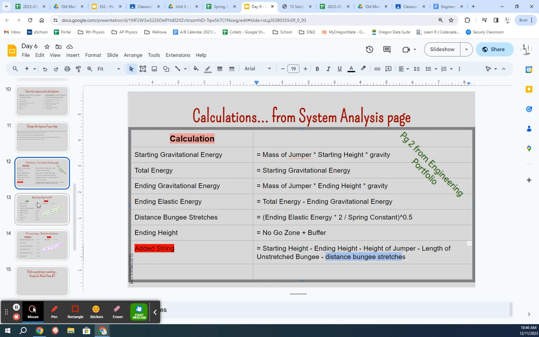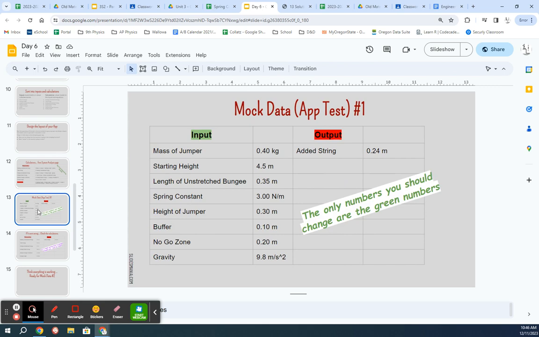Next, we're going to look at some mock data so that you can test to make sure that your app is in fact calculating things correctly. So again, pause here if you need to finish up those formulas. All right, mock data app test number 1.